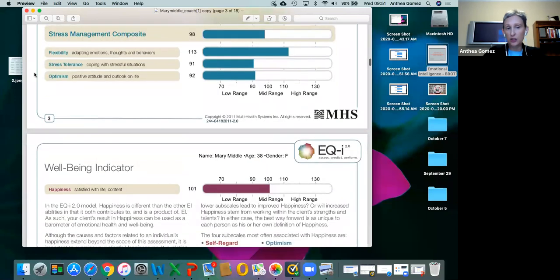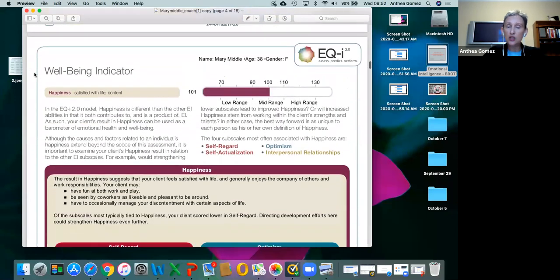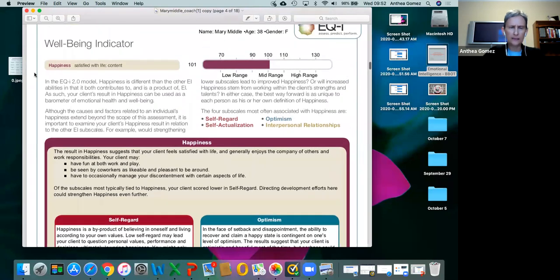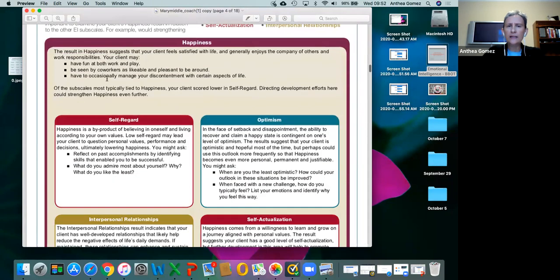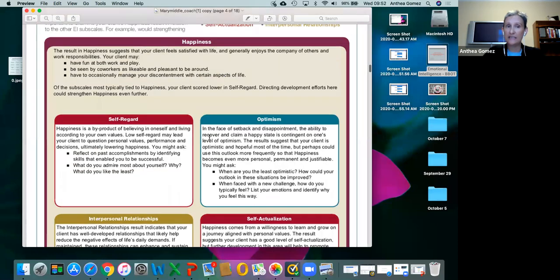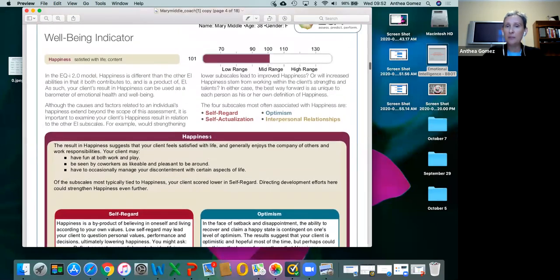I would quickly just go through this next piece. I touched on this well-being indicator, but I didn't go into detail about it. So the well-being indicator will take these 4 components of your assessment: your self-regard, your optimism, your interpersonal relationships, and your self-actualization. And they measure that as part of the well-being indicator.